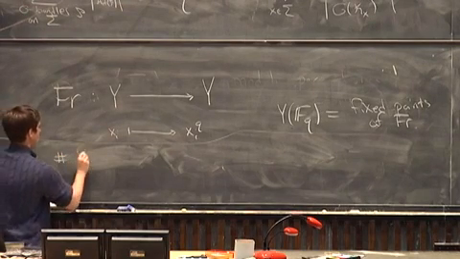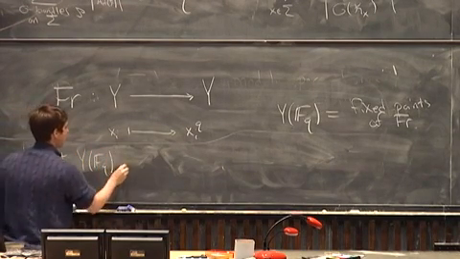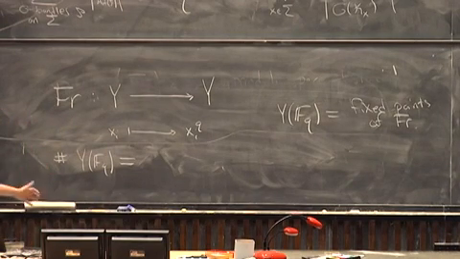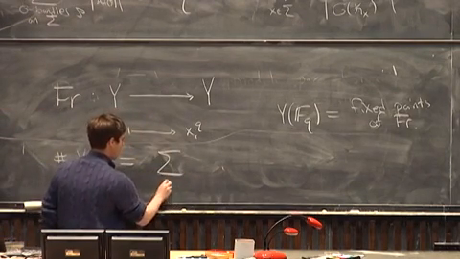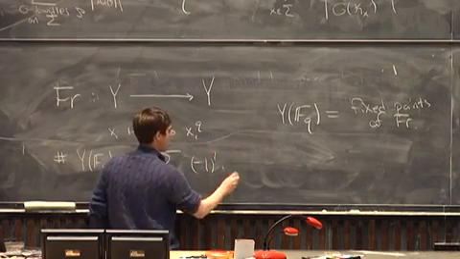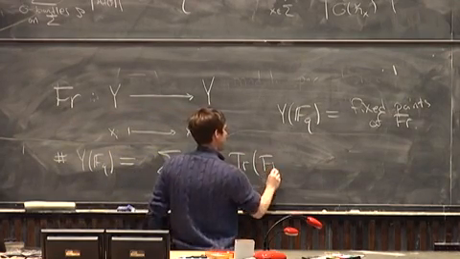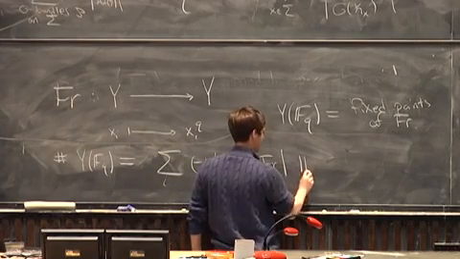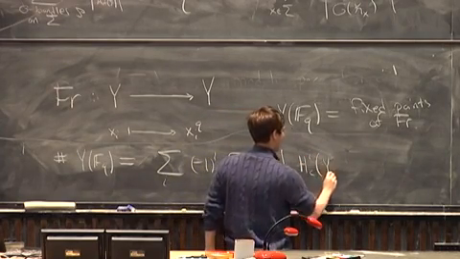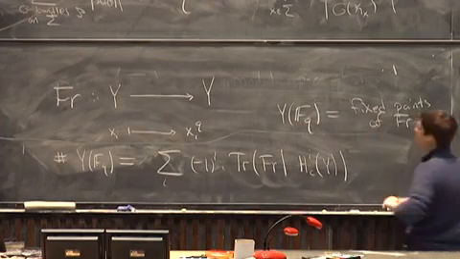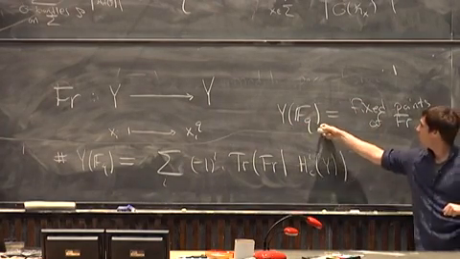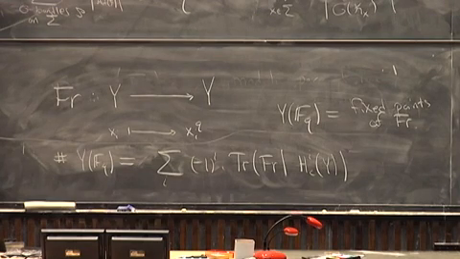So the number of points of Y over F_q should be given by the trace of the action of Frobenius, well, let me say on compactly supported cohomology. It should be given by the following sum, an alternating sum of the trace of the Frobenius on the ith compactly supported cohomology group of Y. So if we were working in ordinary topology and all of these fixed points were simple fixed points, then something like this would be true.